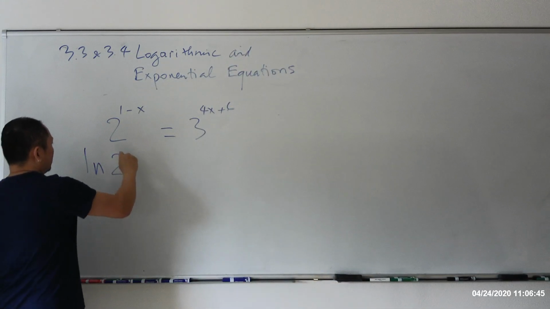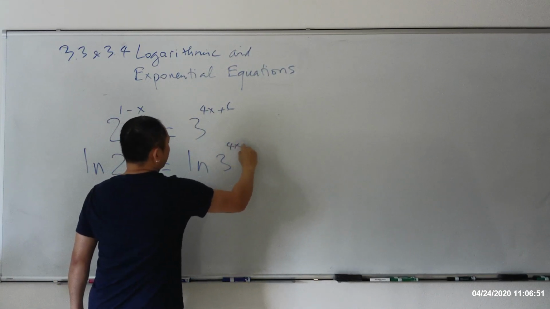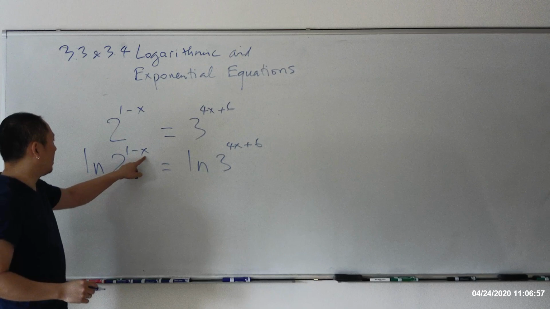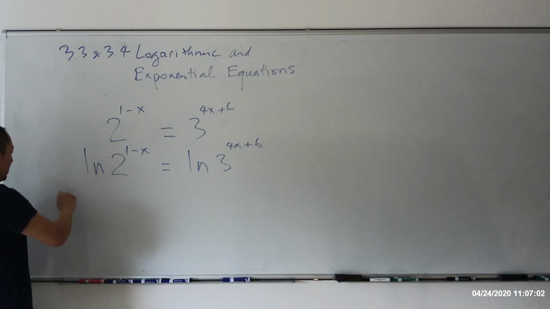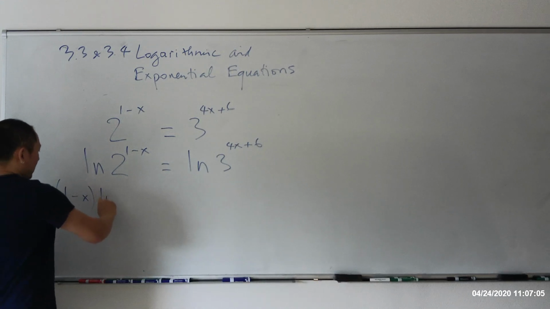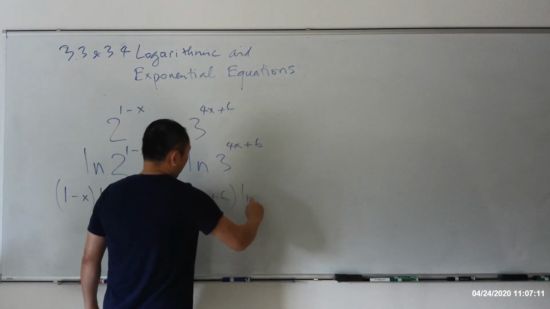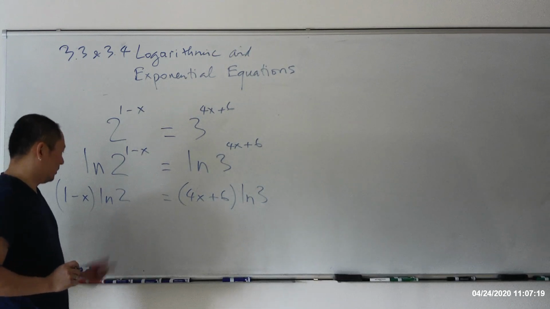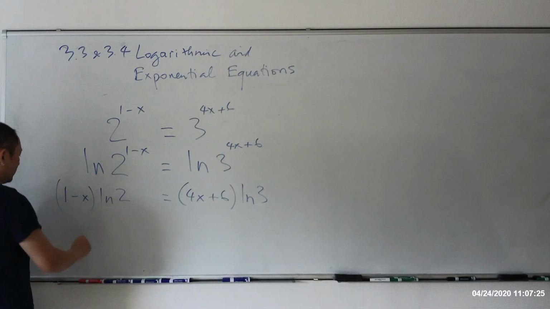ln of 2 to the 1 minus x equal to ln of 3 to the 4x plus 6. You see what's so nice about applying the log to both sides? The 1 minus x exponent, you can bring it out. The 4x plus 6 exponent, bring it out. So on the left-hand side what you got is 1 minus x times ln of 2 equal to 4x plus 6 times ln of 3. Alright, now it's actually just a linear equation, because ln of 2 is no more than a number, a decimal one. ln of 3 is another decimal number. So factor out 1, ln of 2 is ln of 2.